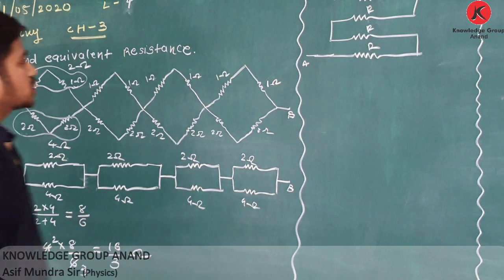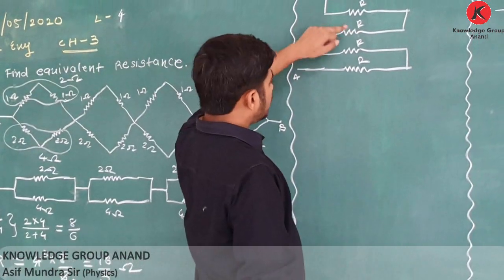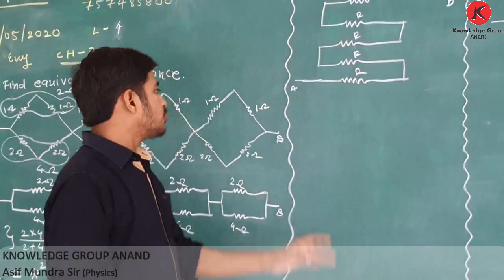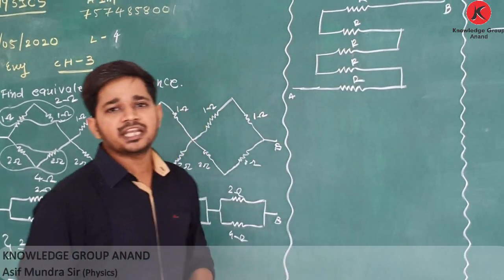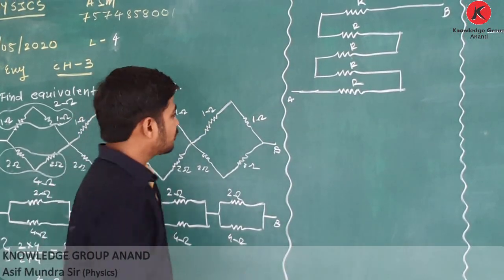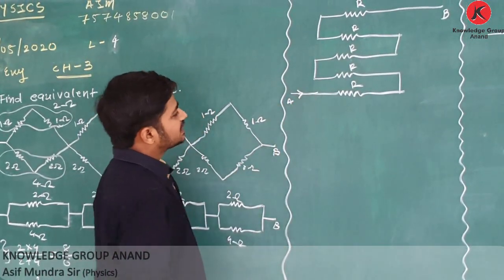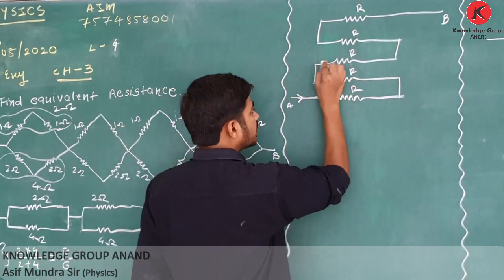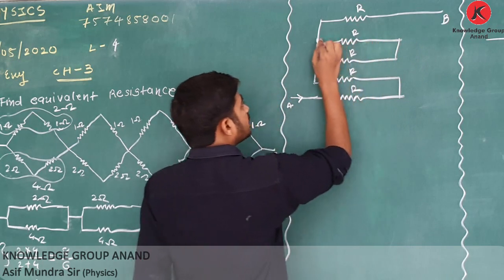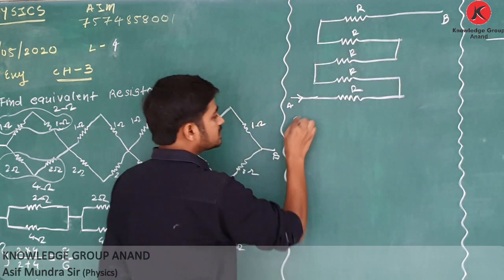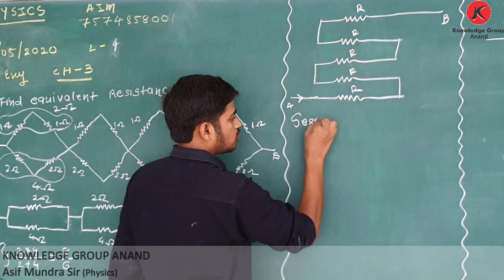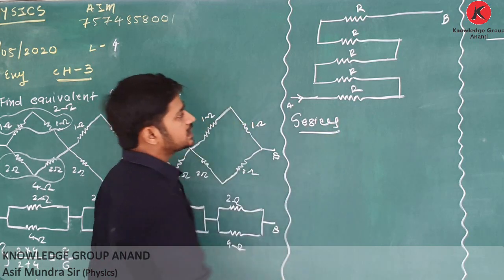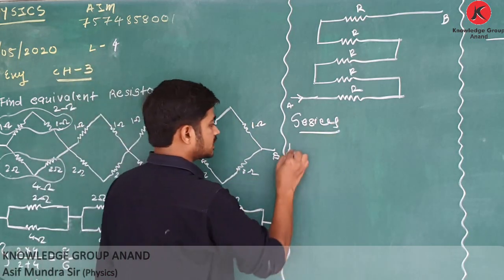Okay. Now next question. 1, 2, 3, 4 and 5 resistors are given. You have to find equivalent resistance between A and B. If you flow charge from this point A, then see the charge flowing from this resistor. There is only one way, meaning all these resistors are in series connection. So what is the equivalent resistance?